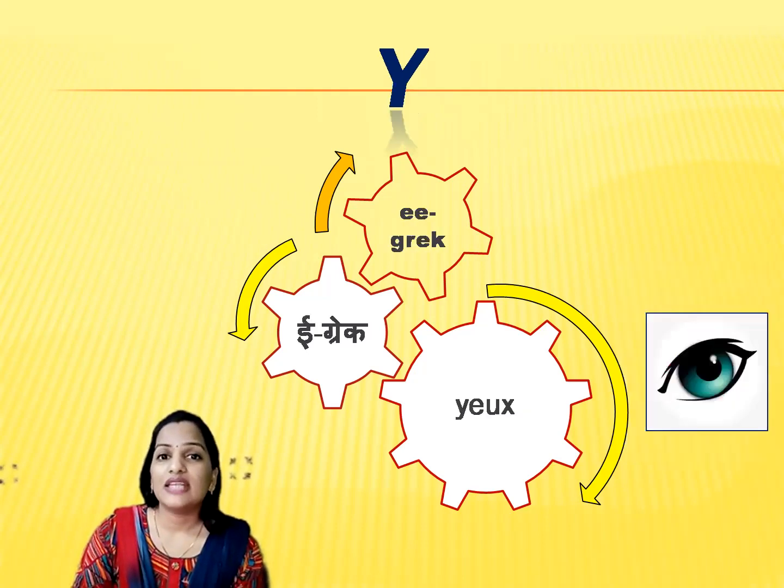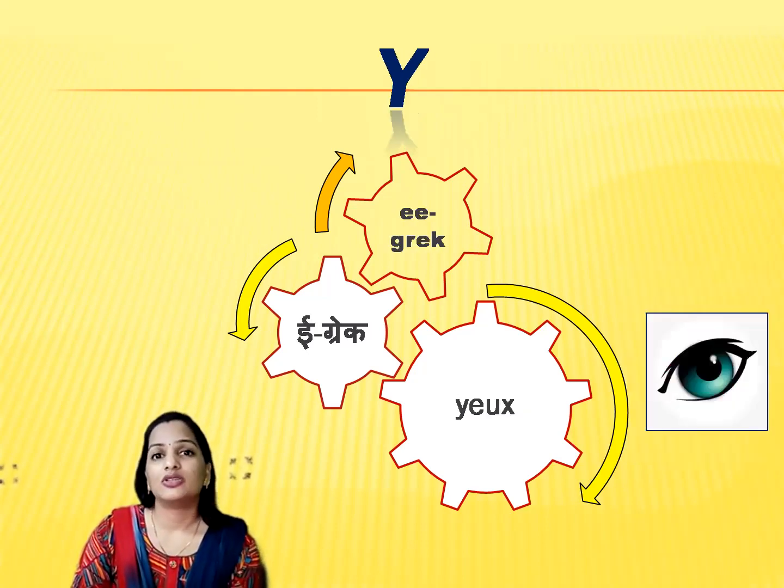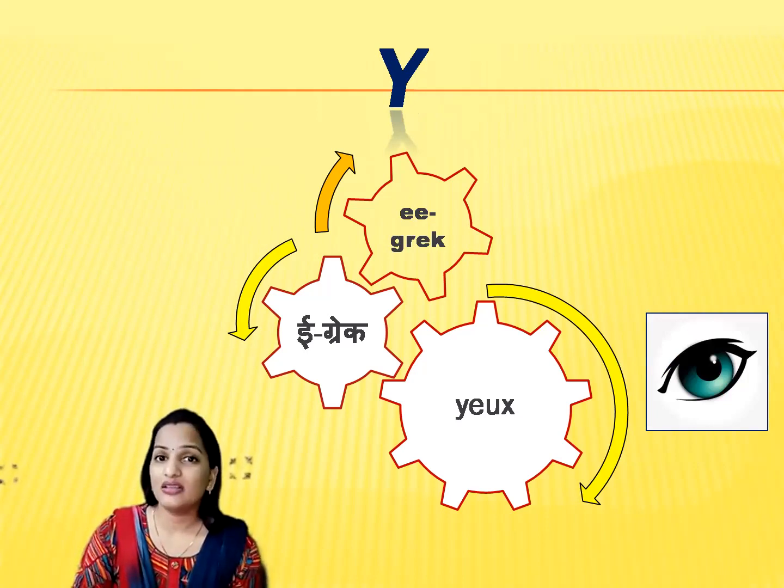Okay. The next is Y. So Y is pronounced as Y. Répétez après moi. Repeat after me. How is it pronounced? Y. Okay. And one example is yeux. What is it? Yeux. Again, the sound of Y is not coming in this word. And what does yeux mean? It means eyes. So we call eyes in French as yeux.